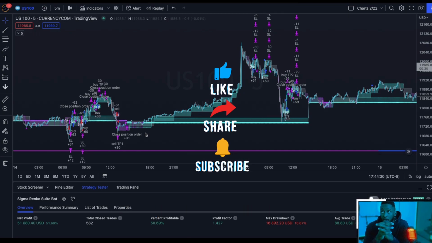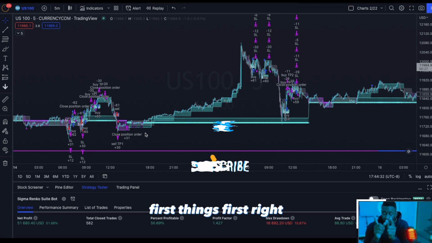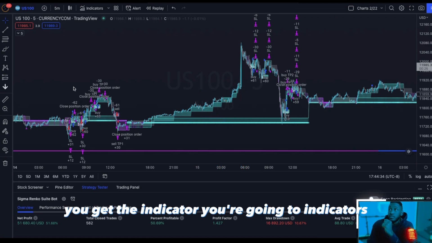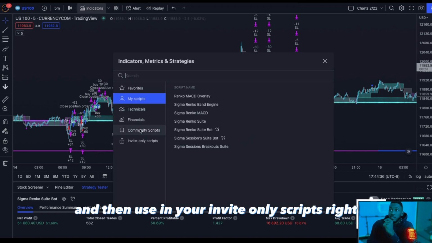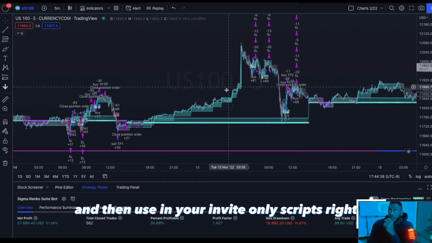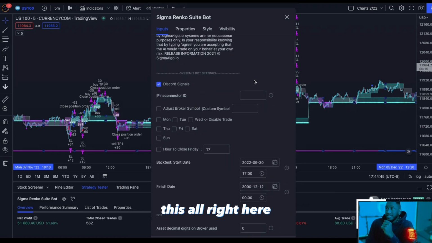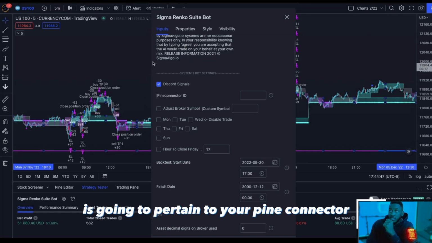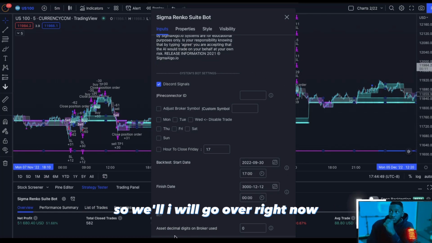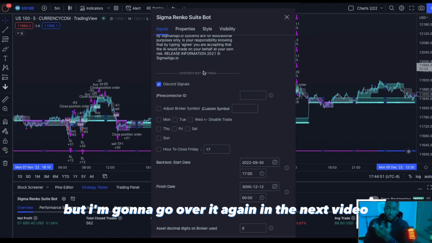So first things first, right? You get the indicator, you go into indicators, and then just in your invite only scripts, right? Lowercase agree. Right, and now let's just go over this. This all right here is going to pertain to your Pine Connector. So I will go over it right now, but I'm going to go over it again in the next video.